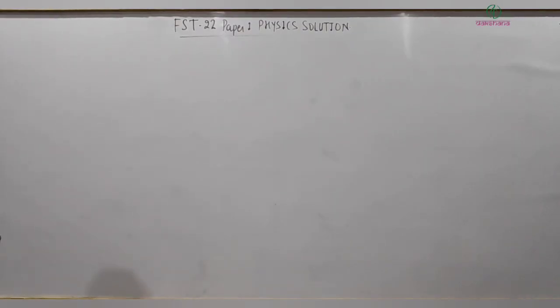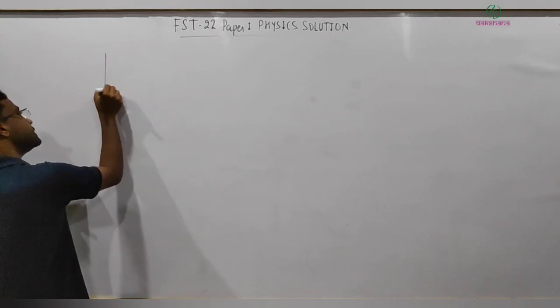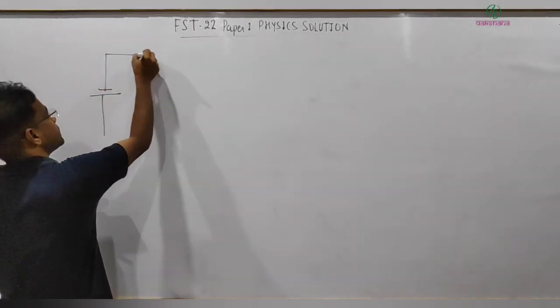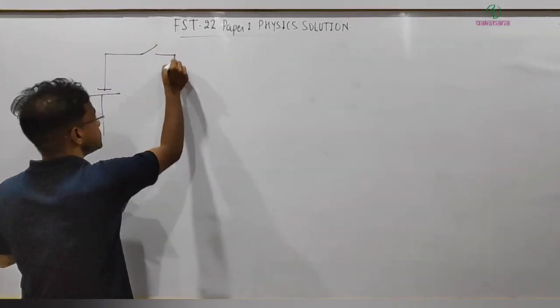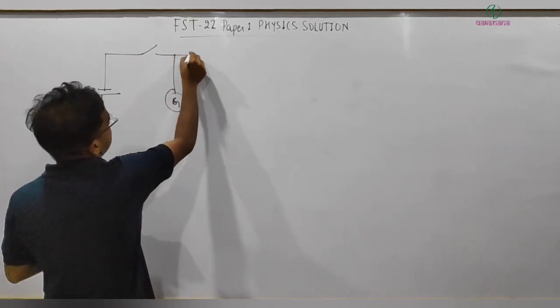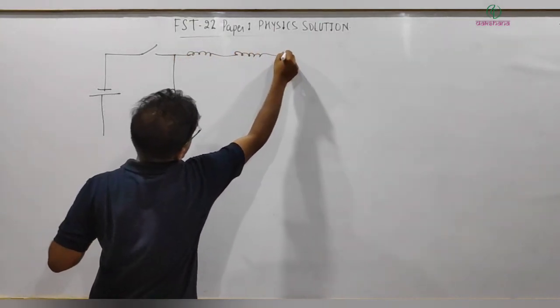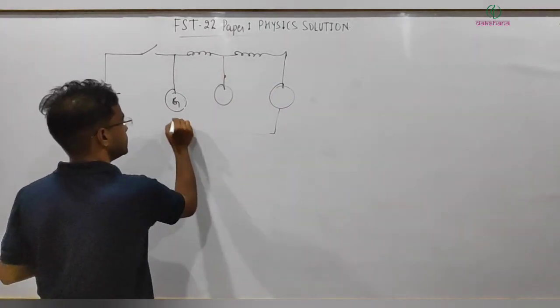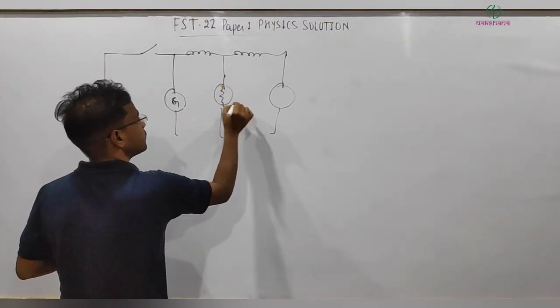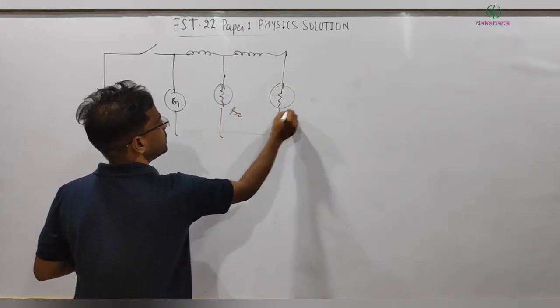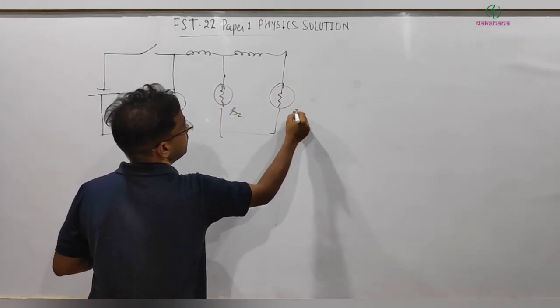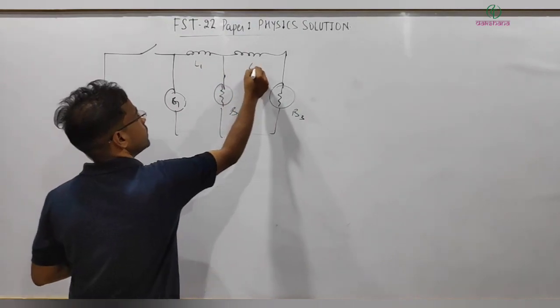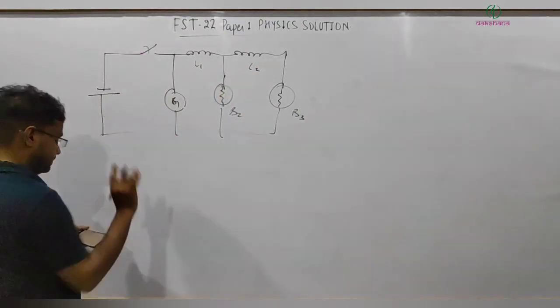Okay, next question number 10. So the circuit diagram here is given to us. Let me first draw the circuit diagram. And this bulb B1, inductor, these bulbs like this. This is the system. B2 bulb and B3 bulb, and inductors L1, L2 and battery and switch.